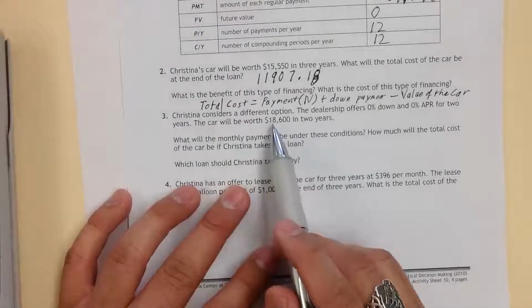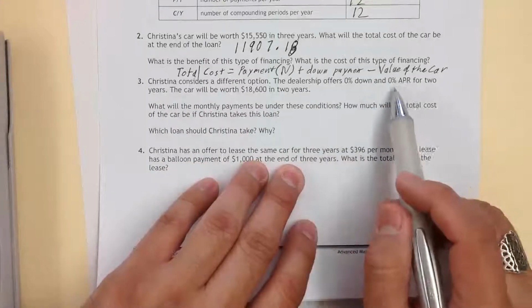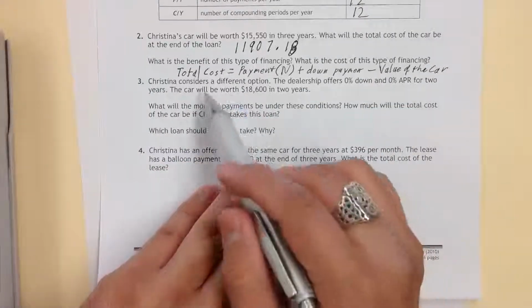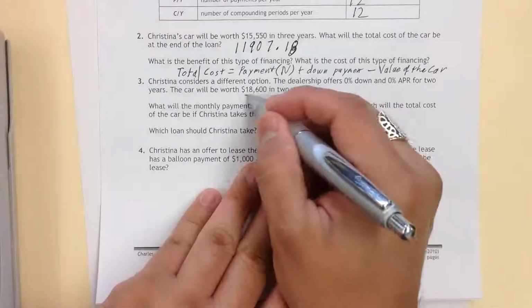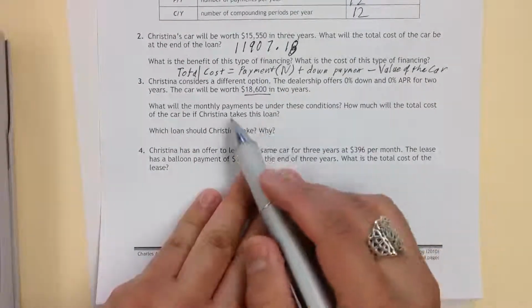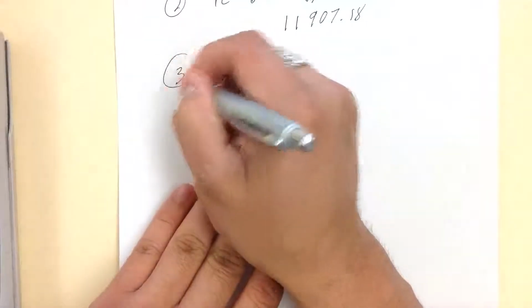Okay, so Christina considers a different option. The dealership offers 0% down, 0% APR for 2 years, and the car will be worth this much in 2 years. What will be the monthly payments under these conditions? That's the first one I'm going to do. So that was number 2, and this is number 3.